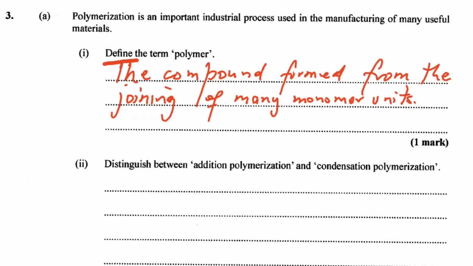Part 2, distinguish between addition polymerization and condensation polymerization. So in addition polymerization, when the monomer units join, the final product is one continuous chain, whereas in condensation polymerization, when the monomer units join, we get the long chain compound, the polymer, and there's normally the elimination of a small molecule such as water or HCl.